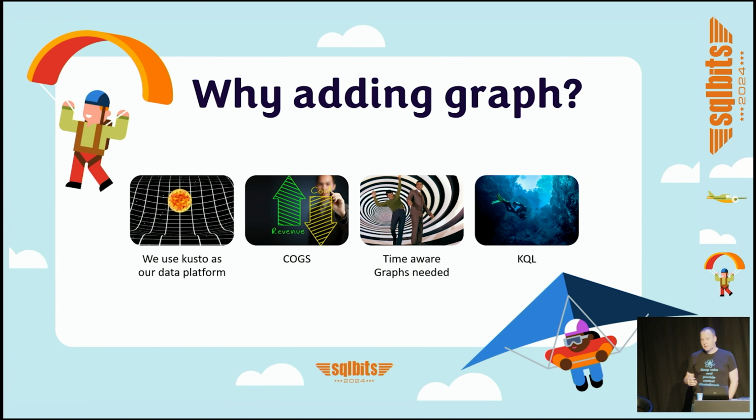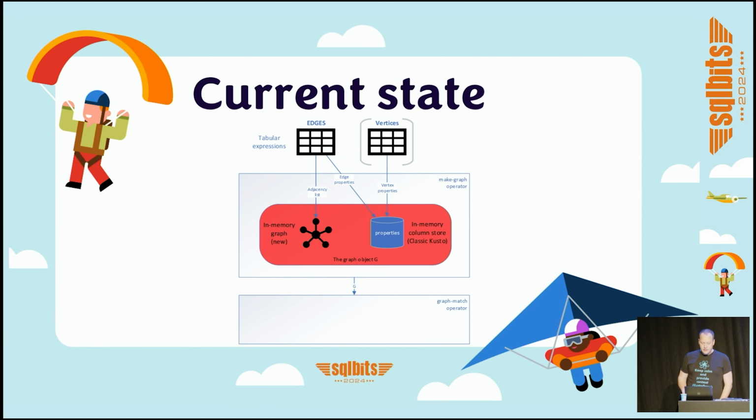Last but not least, our users really love KQL. I'm going to show it to you later. I hope you have seen it before because I'm not going to start with the easy part. With KQL, you get IntelliSense, and all of these nice features are also applicable to our Kusto graph extensions. So what's the current state? If you're dealing with such a big project of trying to add a new engine to an existing engine, you do it in several phases.